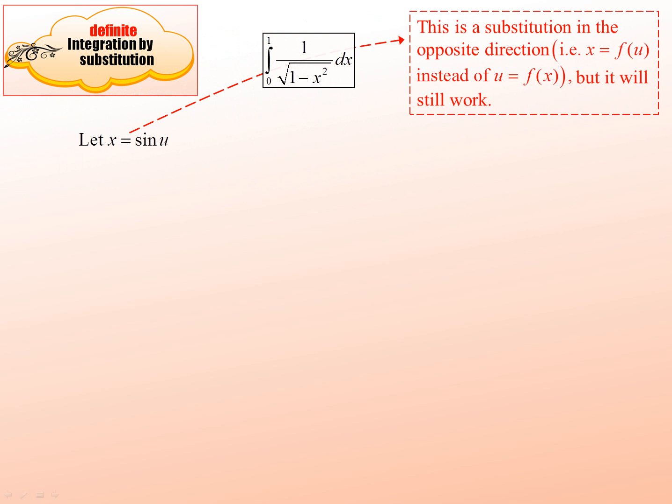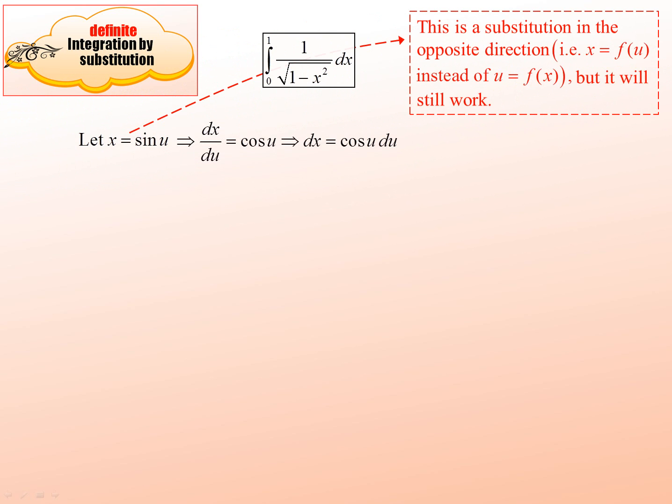In integration by substitution, we often do very clever trigonometric substitutions. If you think trigonometry, then look at 1 minus x squared. Hopefully you think of 1 minus sine squared or 1 minus cos squared. 1 minus sine squared is cos squared, and 1 minus cos squared is sine squared. So I'm going to let x be equal to sine of u. Now that's strange because that's the opposite direction. Usually we say let u equal, but I'm saying let x equal in this case. But it's still going to work.